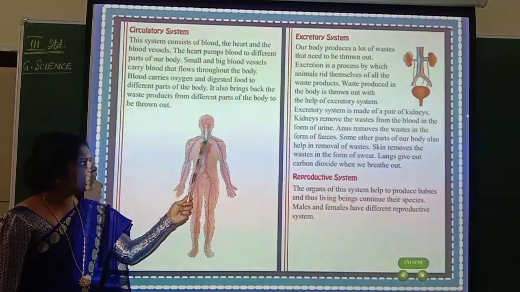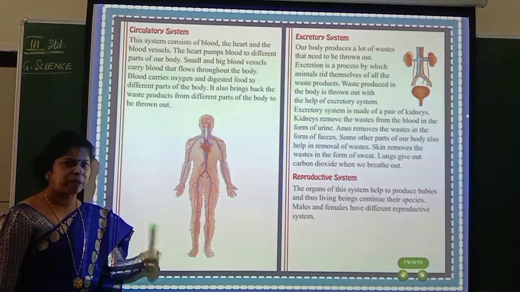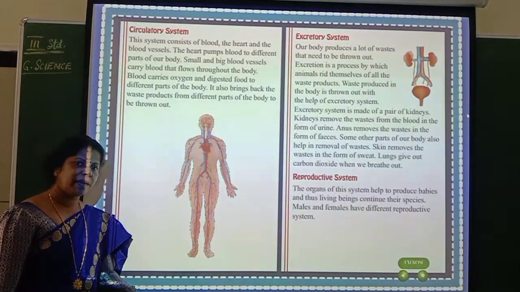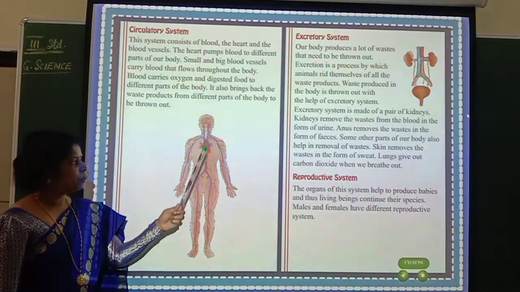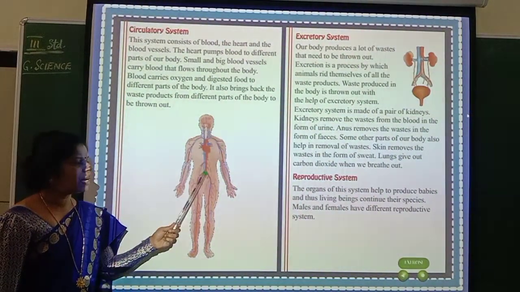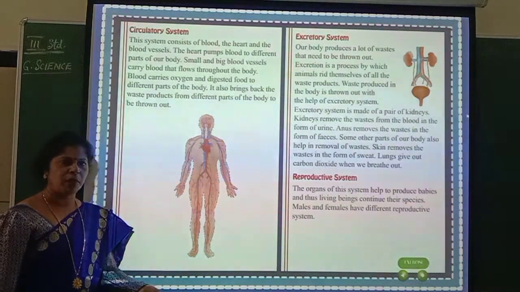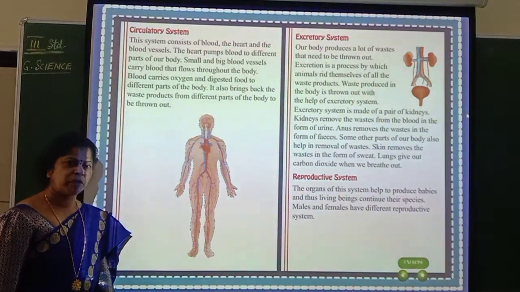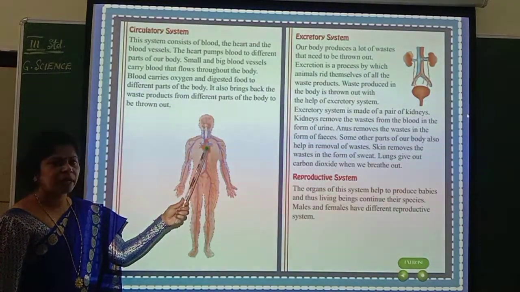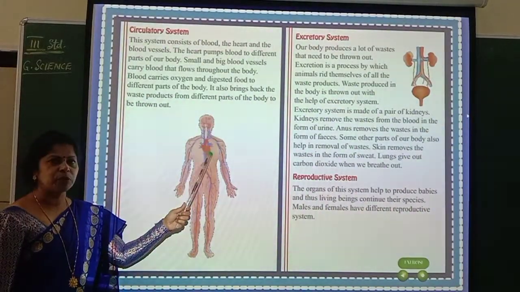And the blue color is going to carry carbon dioxide. That means, when you breathe out air, it is carbon dioxide. When you breathe in air, it is oxygen. Okay. So if the red color is there, it is carrying oxygen. If the blue color is there, it is carrying carbon dioxide. So carbon dioxide has to come out of our body. Oxygen has to go inside our body. Both the blood vessels are controlled by whom? By the heart.